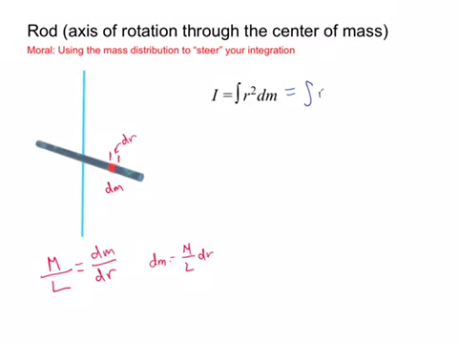So when we substitute, we get something that looks like this. And since big M and big L are constants, we're just going to pull them out of our integral, which leaves us with that. Now, for a rod of length L that's rotating about an axis that goes through its center, we should note that one end is negative L over 2, and the other end is L over 2 positive. So those are the limits of our integration.